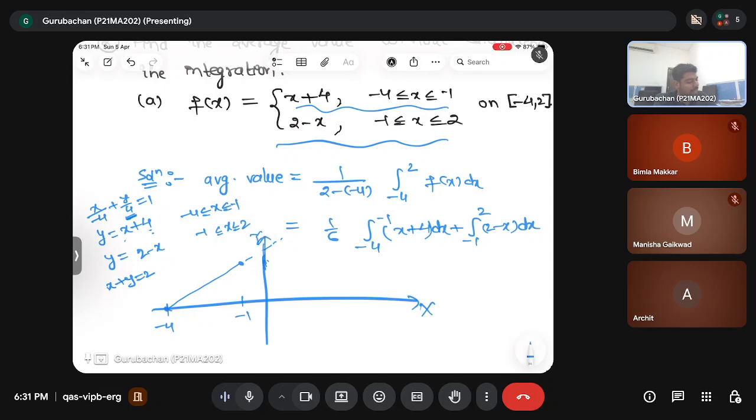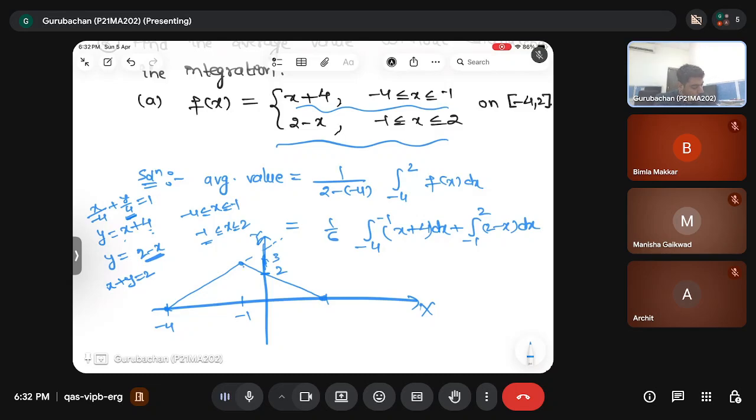So at x equal to minus 1, this will give you what value? 3. And at x equal to 0, this will cross at 2. And when x equal to 2, this will be 0. So it will be like this. This is like a tent, you can say.